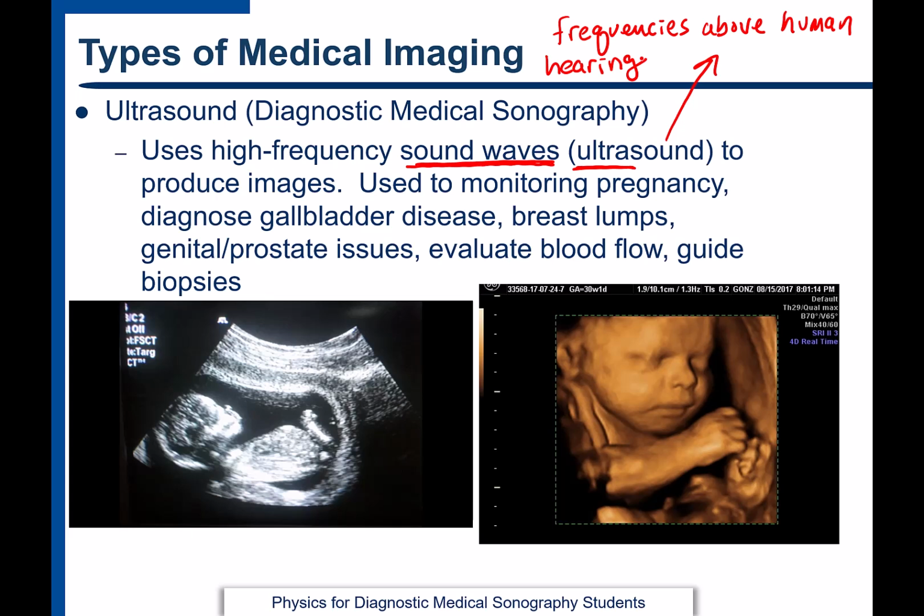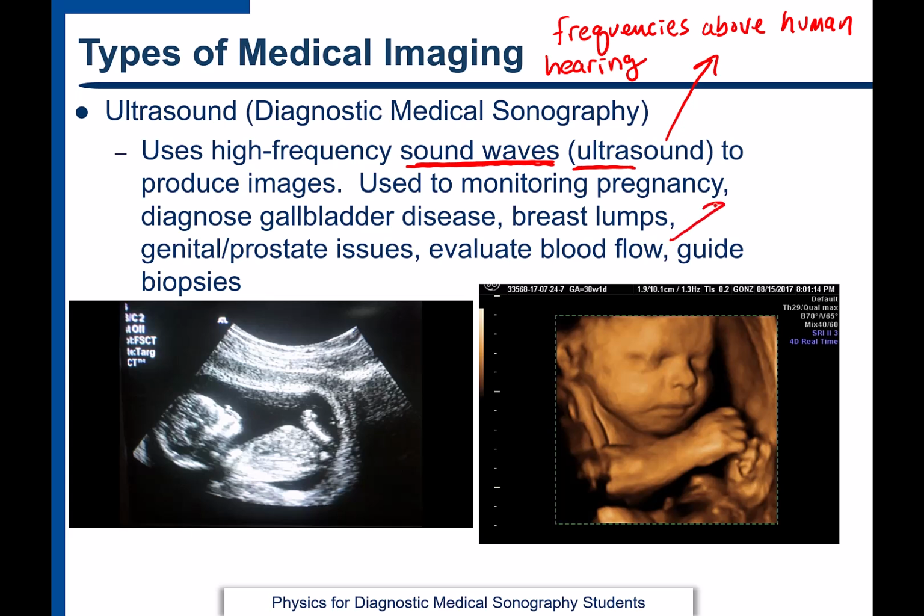Probably the most common use of ultrasound that you're all familiar with is monitoring pregnancy. We get these nice images of the baby while they're inside the womb, and that can be used to monitor and make sure everything is going fine during the pregnancy. But ultrasound can also be used to diagnose gallbladder disease, breast lumps, genital prostate issues. It can also be used to evaluate blood flow.